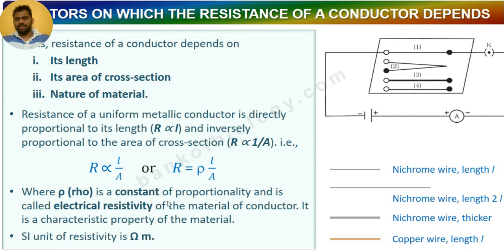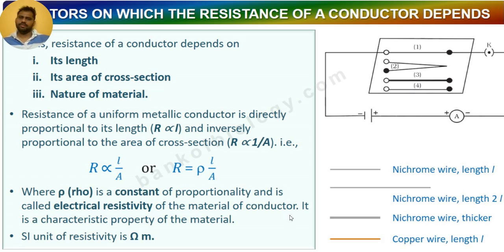Okay, so what is the SI unit of resistivity? Since this is ohm, this is meter square, length will be meter. So 1 meter from the meter square will be cut. So ohm meter is the SI unit of resistivity.